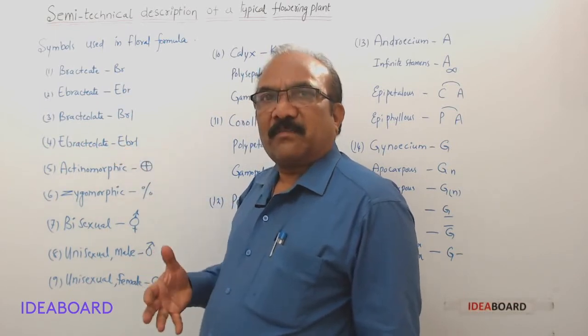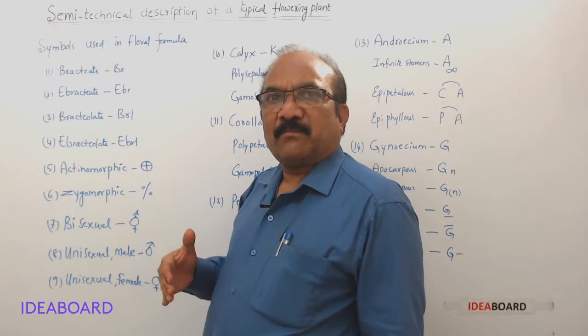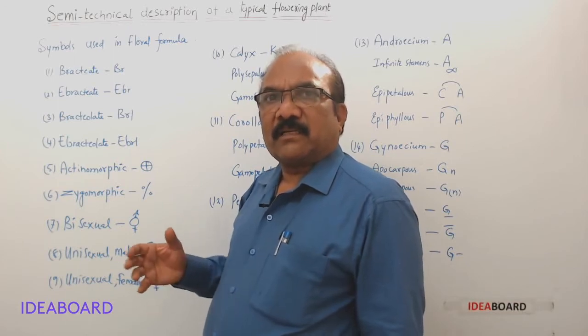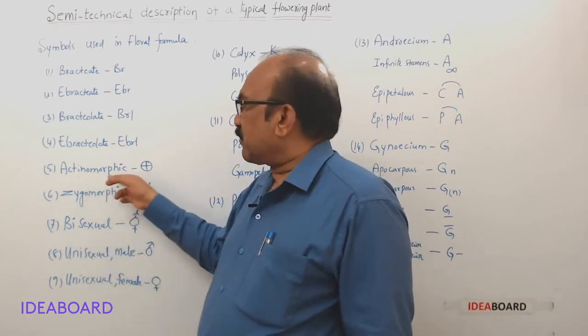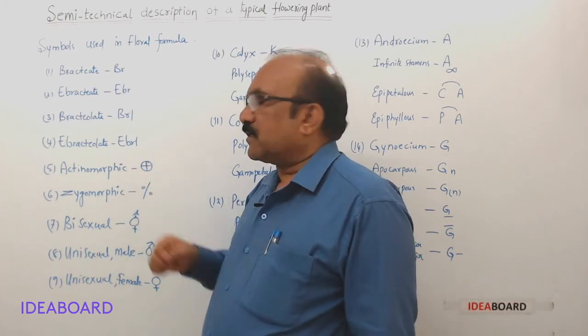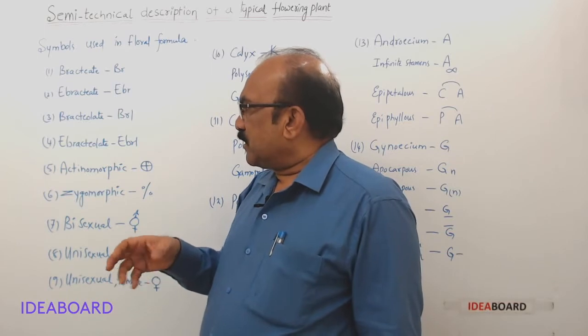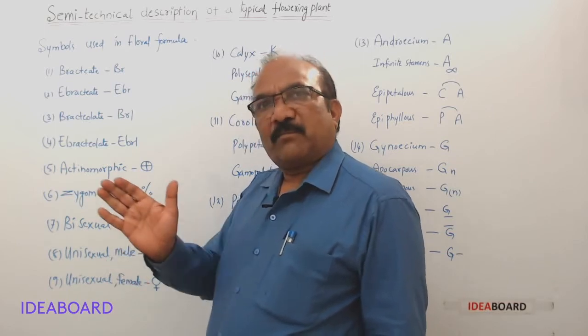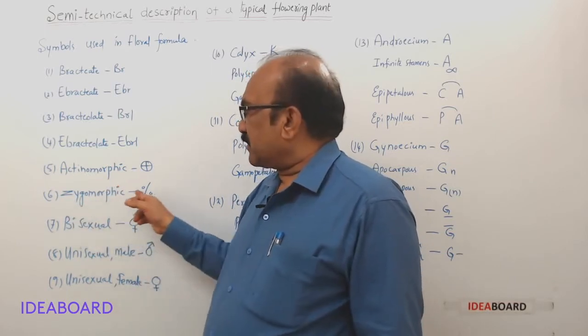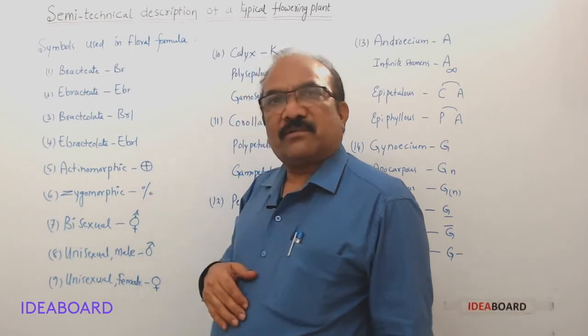When the flower can be cut into two equal halves from any plane passing through the center, it is called an actinomorphic flower, and the symbol for actinomorphic flower is this plus in the circle. And suppose the flower can be cut into two equal halves, but only from one particular plane, it is called a zygomorphic flower, and the symbol is this percentage-like sign.